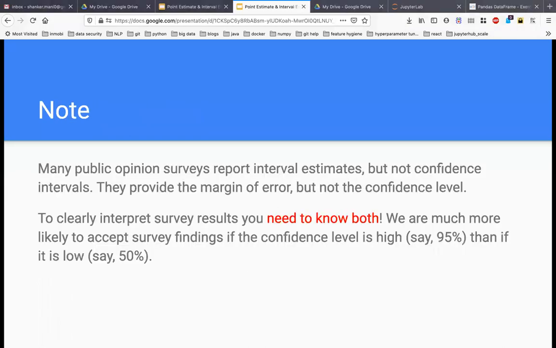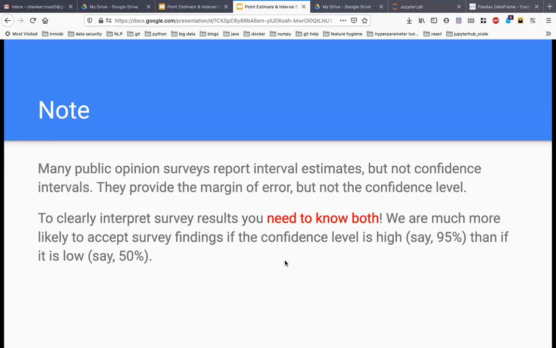So there is one more MCQ that will make it clear. So many public opinion surveys report interval estimates, but not confidence intervals. They provide the margin of error, but not confidence level. So to clearly interpret survey results, you need to know both. We are much more likely to accept survey findings if the confidence level is high, 95%, than if it is low.